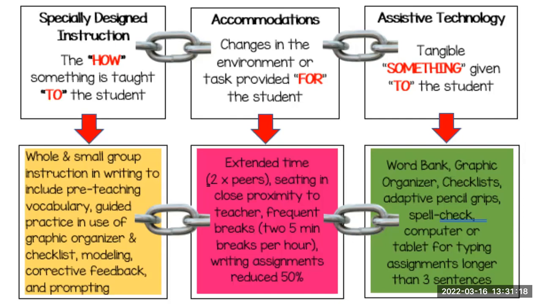Now we need to look at assistive tech. So what does the student need in terms of a tangible something that's going to help the student achieve the goal that they have in writing? So we think about things like a word bank. Now we talk about that graphic organizer because it's the tangible something that is going to allow the student to make that progress. Checklists, adaptive pencil grips, spell check, computer or tablet for typing assignments longer than 3 sentences.